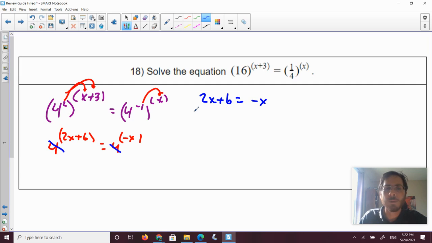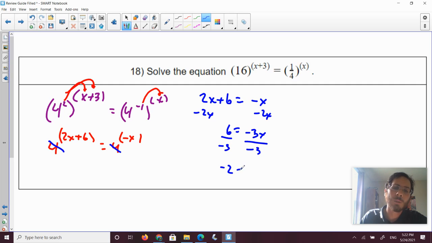Well, I'm trying to get the x by itself. This might seem a little weird to subtract not 1x, but 2x. But the number is already by itself, so I may as well move everything away from the number. 6 equals negative 3x. Divide both sides by negative 3. And we get negative 2 equals x.